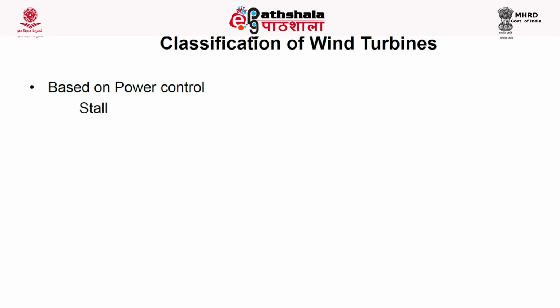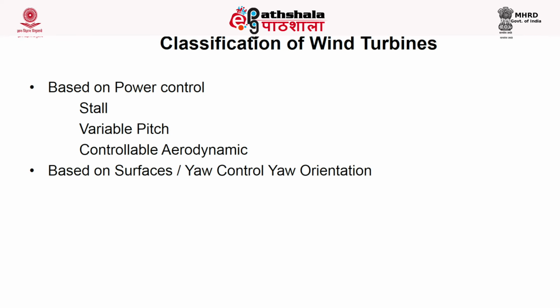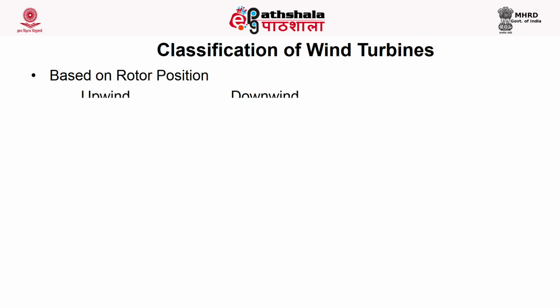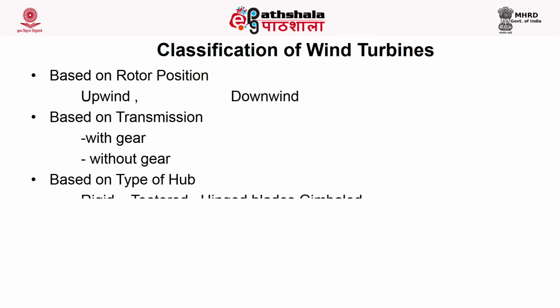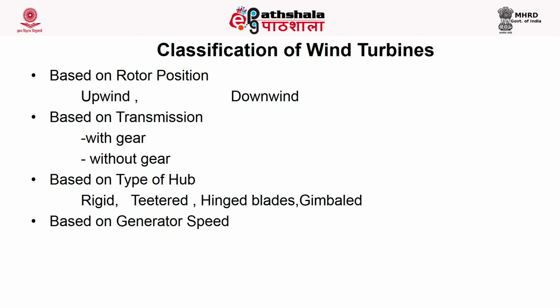Based on the power control, the turbines are classified as stall, variable pitch, controllable, aerodynamic. Based on the yaw direction, it is classified as driven yaw, free yaw or fixed yaw. Based on rotor position, it is classified as upwind and downwind. On transmission, it's divided as with gear and without gear turbines. Based on type of the hub, it's divided as rigid, teetered, hinged blade and gimbaled. Based on generator speed, it has constant and variable turbines.